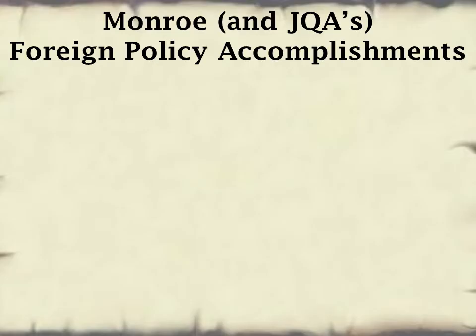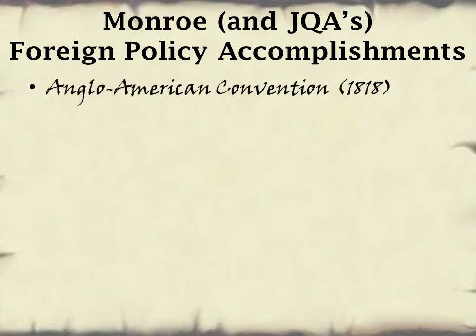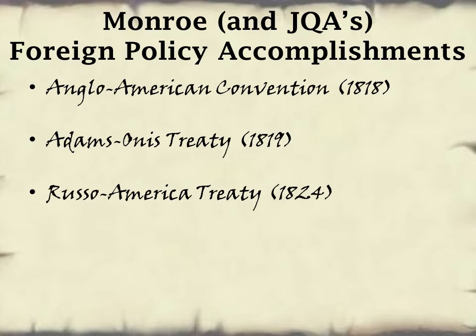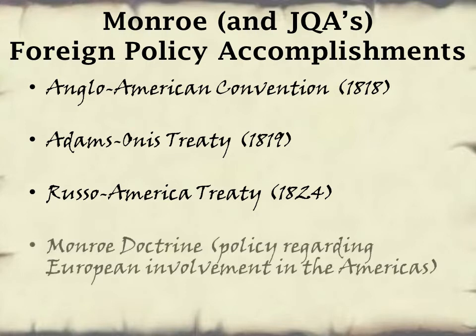Three main international treaties completed under Monroe's presidency included the Anglo-American Convention of 1818 with the British, the Adams-Onis Treaty, also known as the Florida Purchase Treaty, of 1819 with the Spanish, and the Russo-American Treaty of 1824 with the Russians. Additionally, Monroe is known for his policy regarding European involvement in the Americas, known as the Monroe Doctrine.